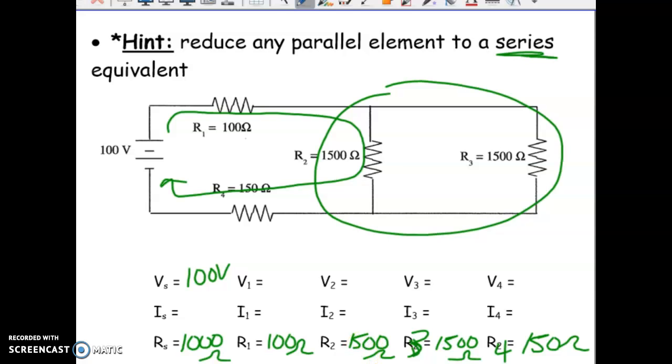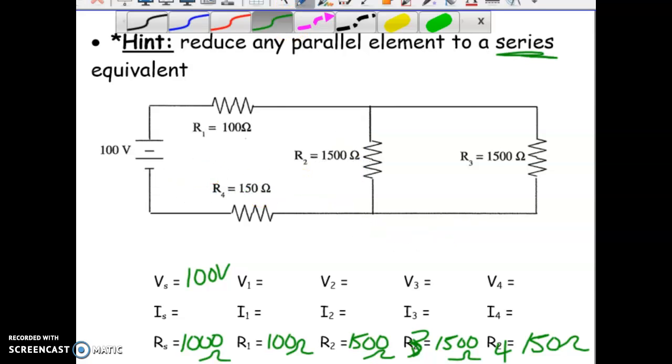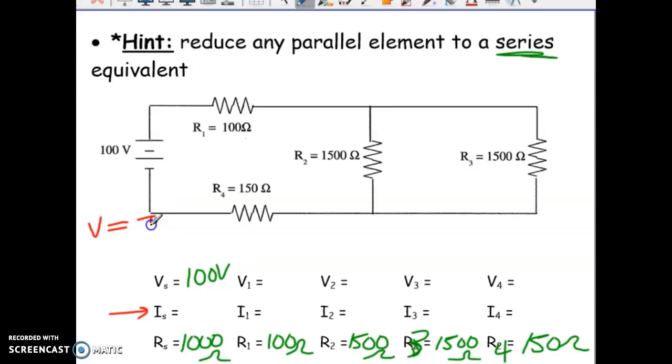So now life's going to start getting a little bit easier now that we've solved for that, because we'll have some more information. So we're going to use Ohm's law to solve for IS. So remember, V is equal to I times R. I is equal to V over R. So it's going to be 100 divided by 1,000, which is 0.1 amps. Okay, so 0.1 amps.